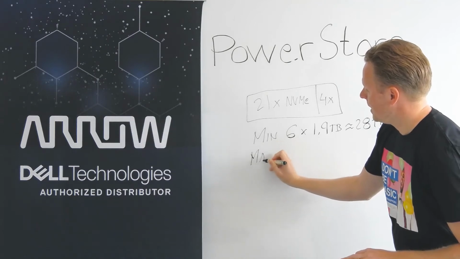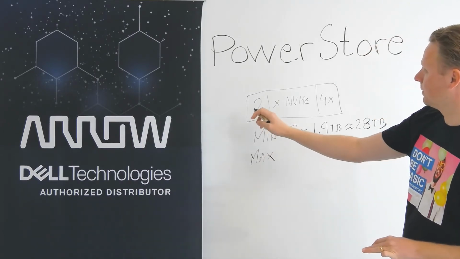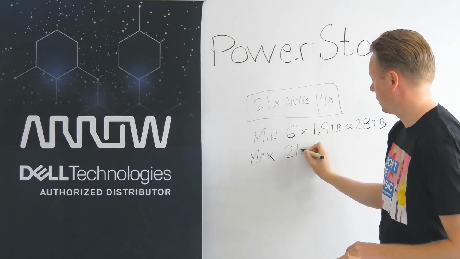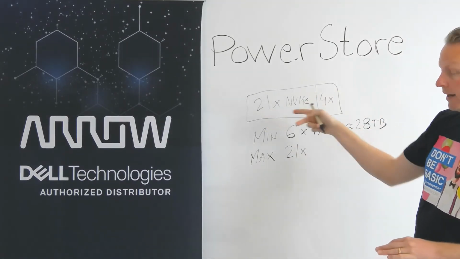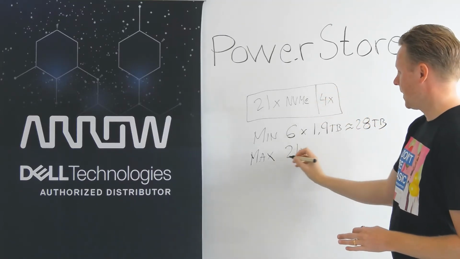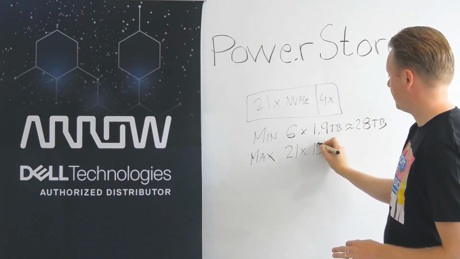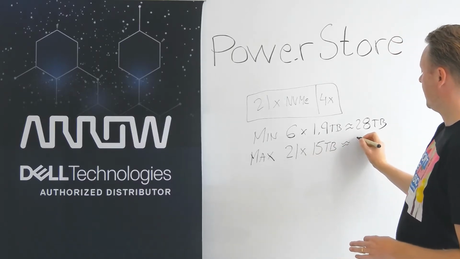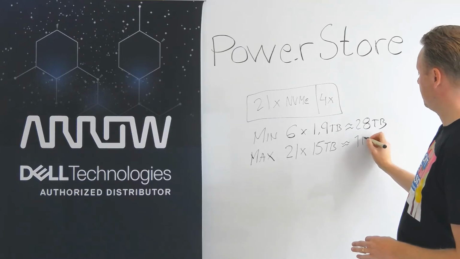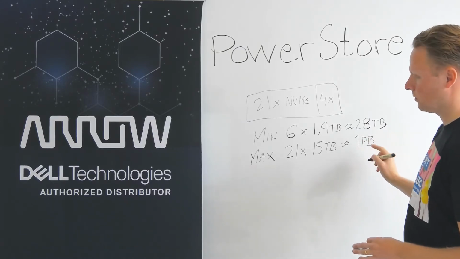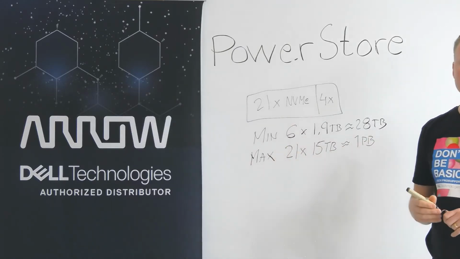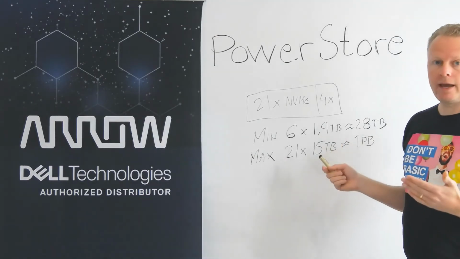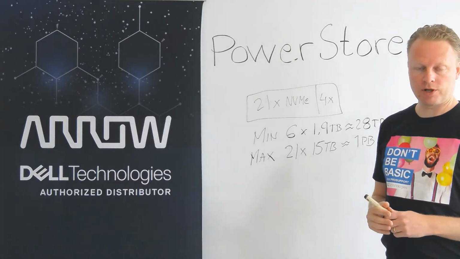When we look at the maximum configuration, you're able to use all the 21 slots. And this is max for this appliance, the 2-unit appliance. Max 21 slots, and then you use the 15 terabyte SSD, and that gives you over 1 petabyte of usable storage. That is with the RAID overhead, hot spare, and also the guaranteed dedup and compression ratio.